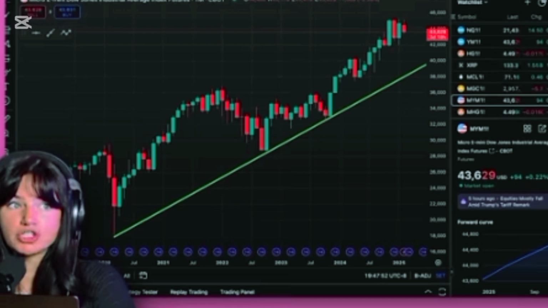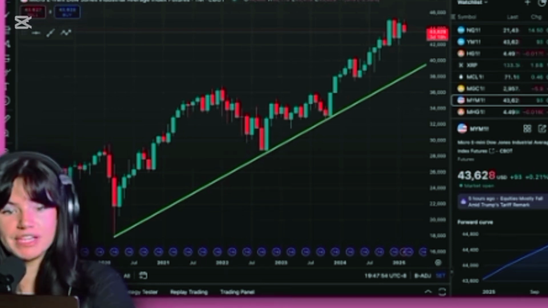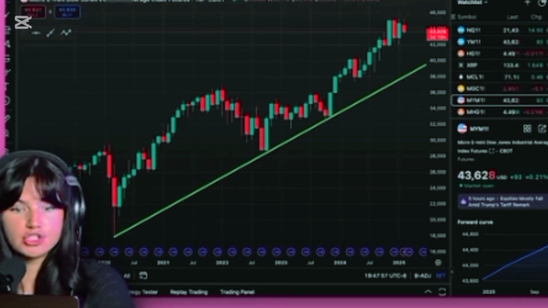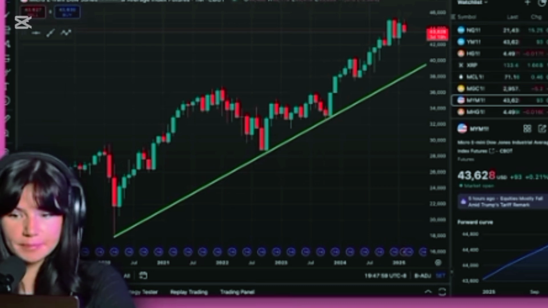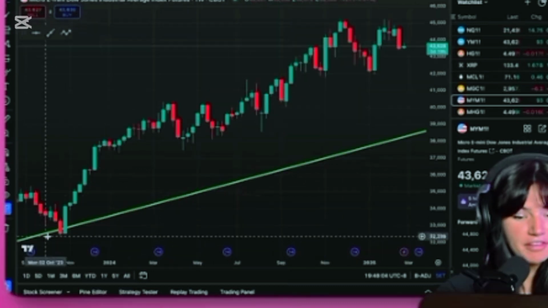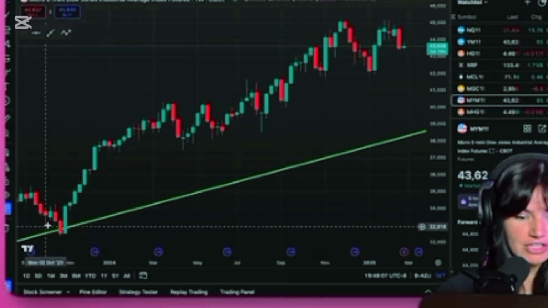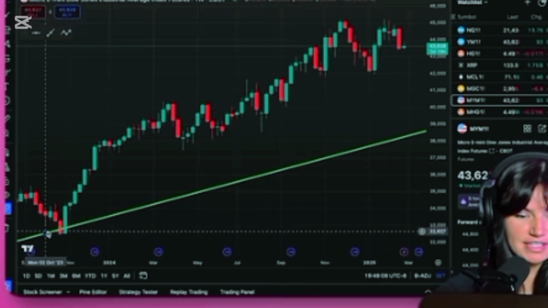We need to continue doing our top-down analysis. So that means we need to work our way down to the lower time frames. So we're at the monthly, let's go down to the weekly. And essentially what I'm trying to do is modify my lines to make sure they're a little bit more accurate. As you can see, it's a little bit off now. So I need to adjust it to this new low.